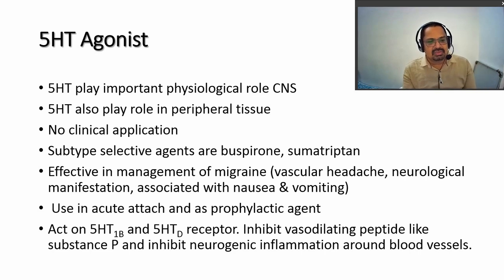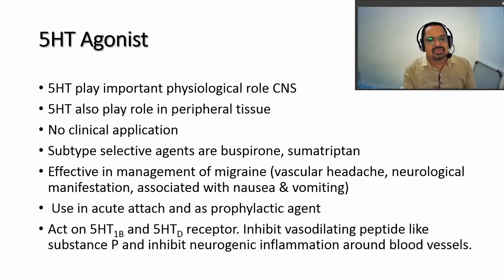There are different types of analogs, such as buspirone or sumatriptan. There might be a few disorders where sumatriptan or buspirone can be used, in the management of migraine, like vascular headache, neurological manifestations, and associated nausea and vomiting.